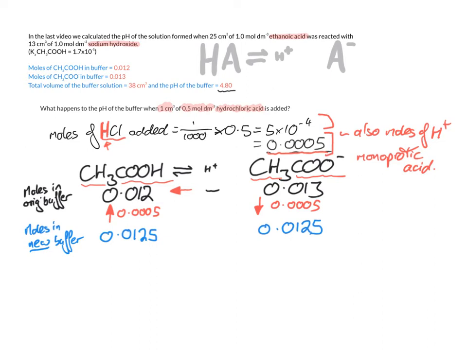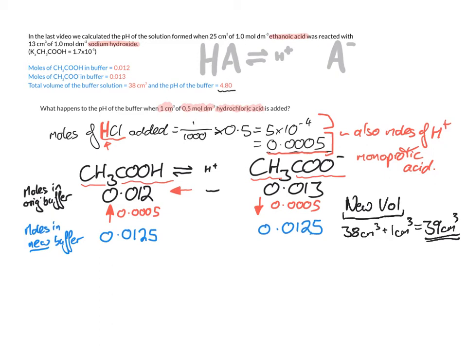Now, let's have a think about what we're dealing with. We are now dealing with the solution. We want to work out concentrations. We have added more solution to our original solution, so we need a new volume. What is our new volume going to be? Well, our original volume was 38 cm cubed, to which we have added 1 cm cubed. So we're going to have a new volume of 39 cm cubed. Not a massive difference, but enough to make a difference in the numbers.